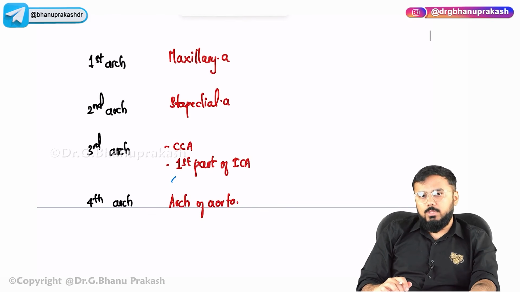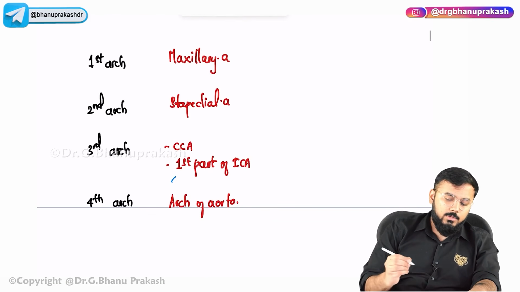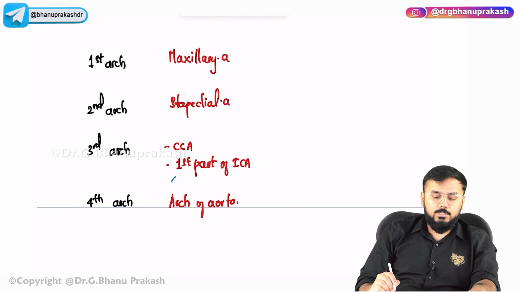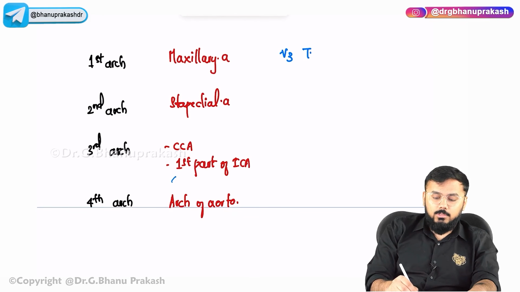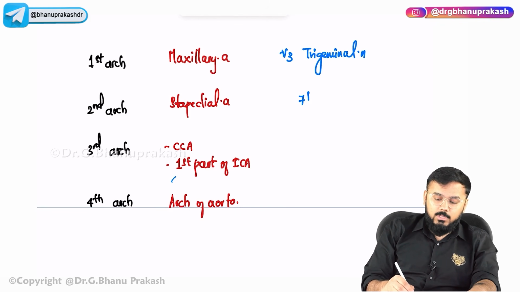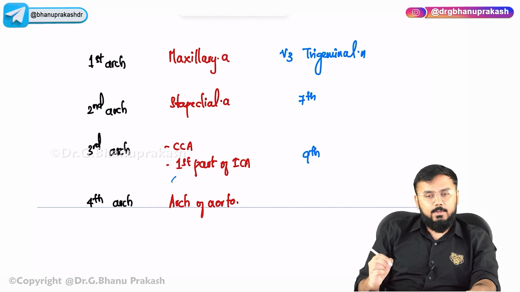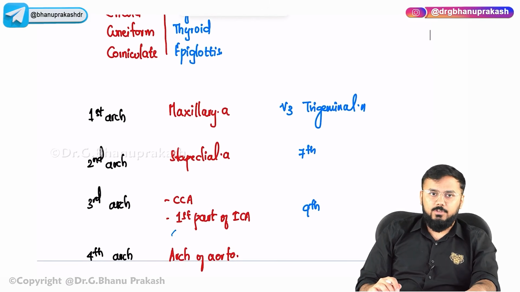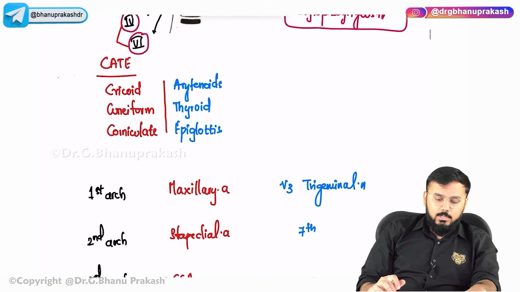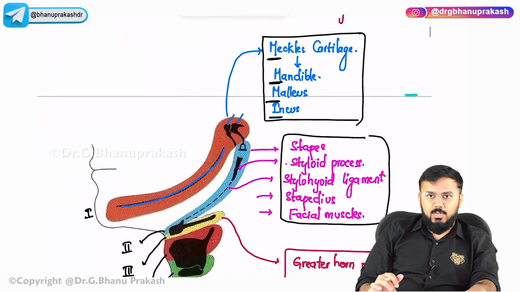Now when it comes to the nerves, what are the nerves which you have over here? For example, the first arch: you have got the trigeminal nerve, that is the V3 branch of the trigeminal nerve. Coming to the second, you have got the seventh cranial nerve, and coming to the third, you have got the ninth cranial nerve. These are the nerve innervations which you see over here. Okay, so this completes the pharyngeal arches.